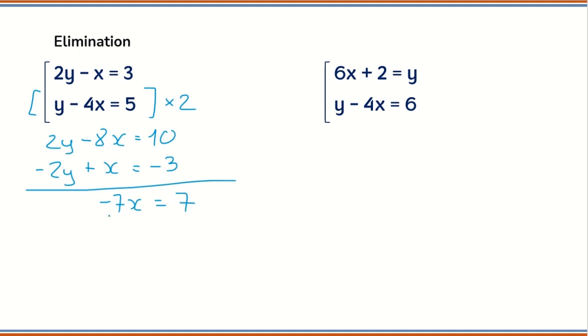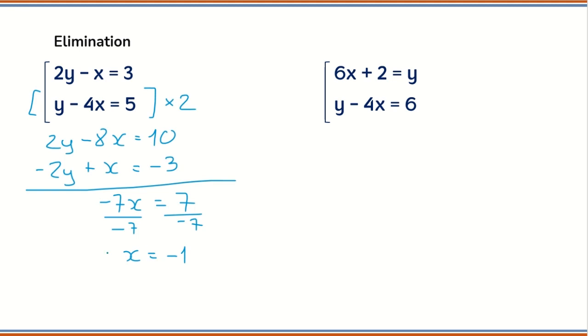If I divide by minus 7 both parts of the equation, this is 1 and this will be minus 1. So x is minus 1.